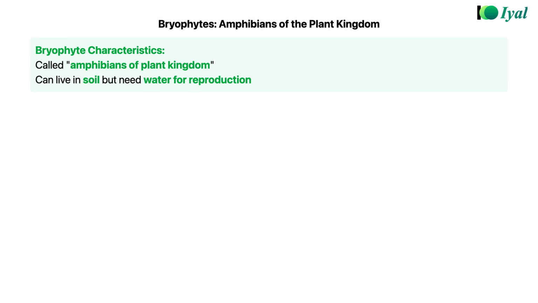Bryophytes have this cool nickname. They're called the amphibians of the plant kingdom. Why? Because just like amphibians in the animal world, these plants can live in soil. They're terrestrial, but they're still dependent on water for sexual reproduction. You usually find them growing in damp, humid, and shaded areas, commonly in the hills.